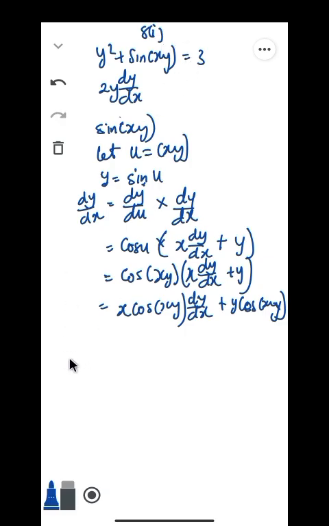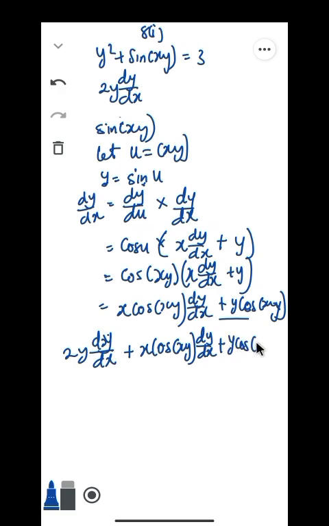So what do we have now, since we have finished differentiating each of these functions one after the other? What I have left is going to be 2y dy/dx. I believe you know where that is coming from; we've done that here already. Plus, when we differentiated sin xy, this is what we had. So we can replace it to be x cos xy dy/dx plus y cos xy. Remember, when we differentiated 3, it became 0, so this is equal to 0.